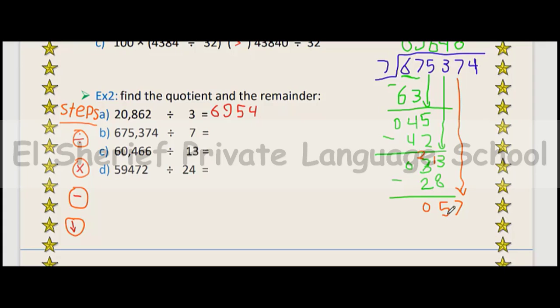Okay, so first 57 divided by 7, then 8 times 7, multiplication, so 8 times 7 equal 56. Then minus, and you get 1. 7 minus 6 equal 1, and 5 minus 5 equal 0. Then we will down 4. And write 14.